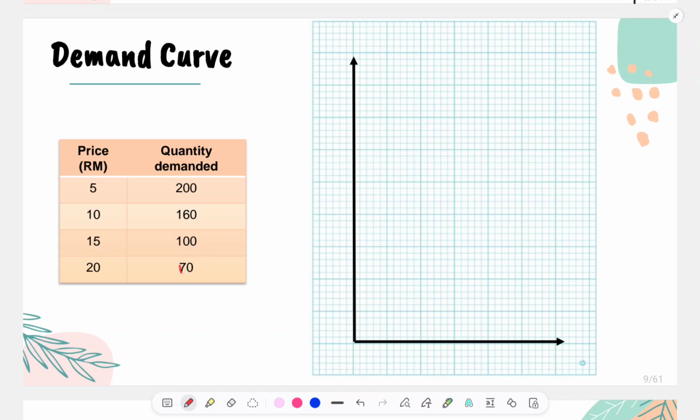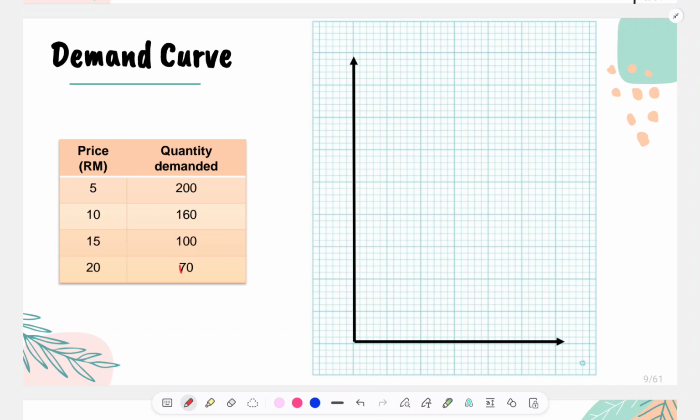Why? Because this is a problem that we call scarcity. We all have limited money, so when the price goes up, we can't buy as much as we could. Our purchasing power becomes lower. So this negative relationship between price and quantity demanded is what the demand curve shows us. Now let's draw the graph.